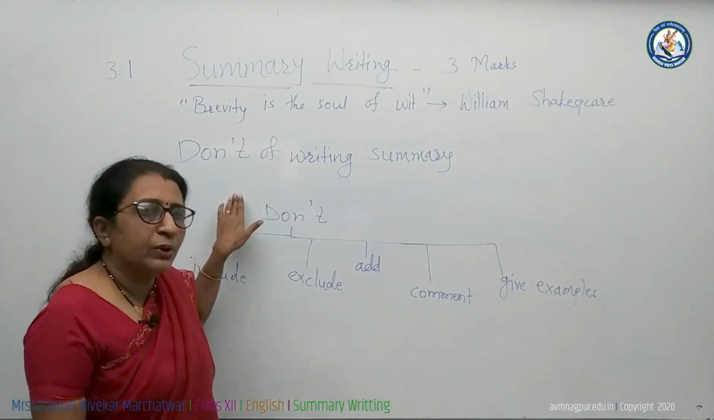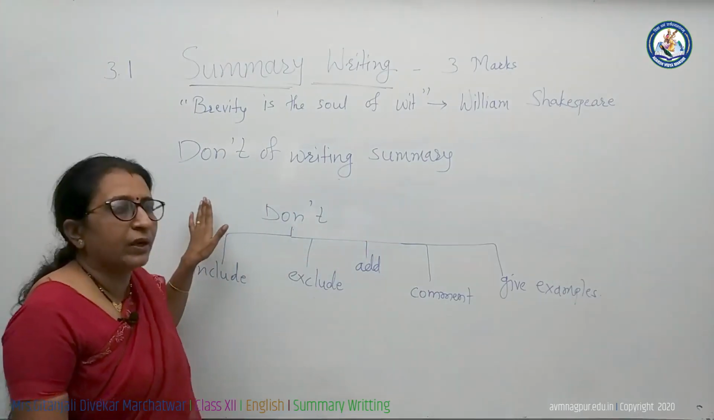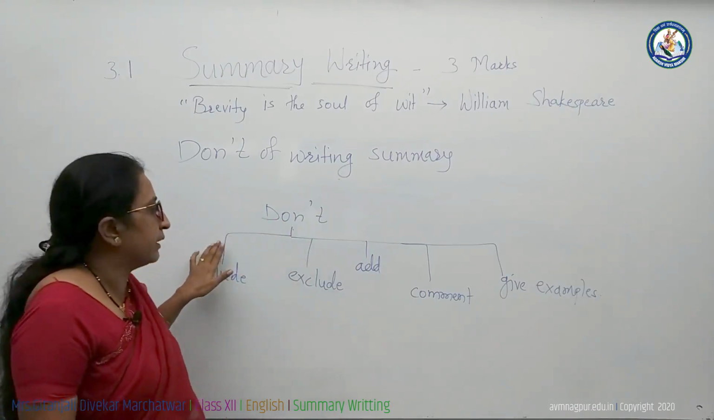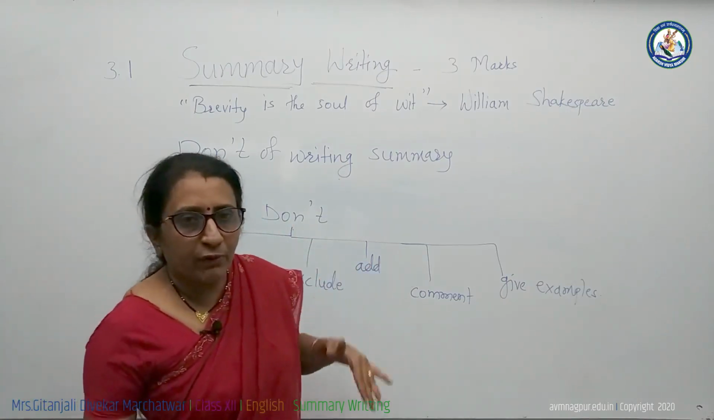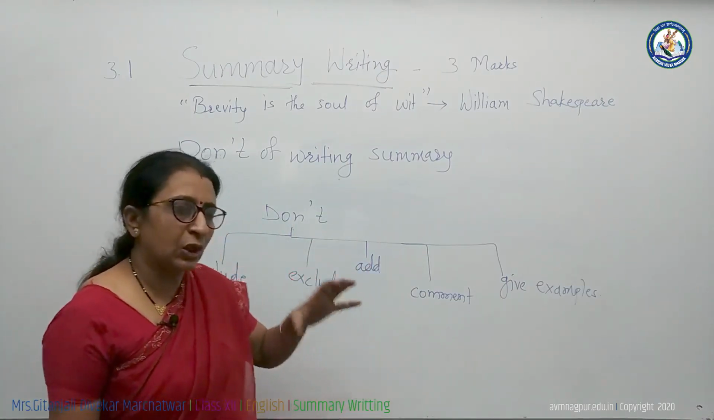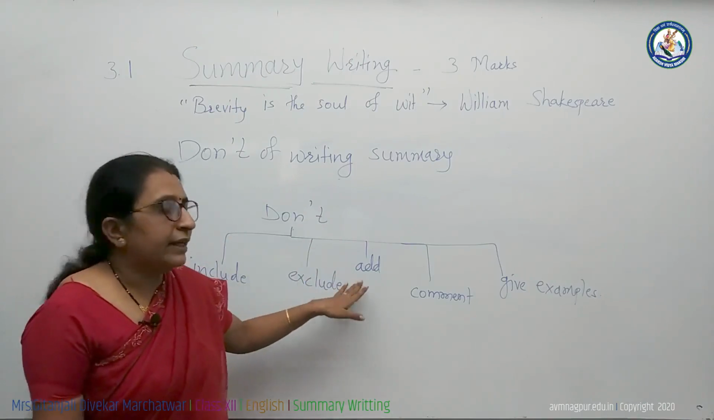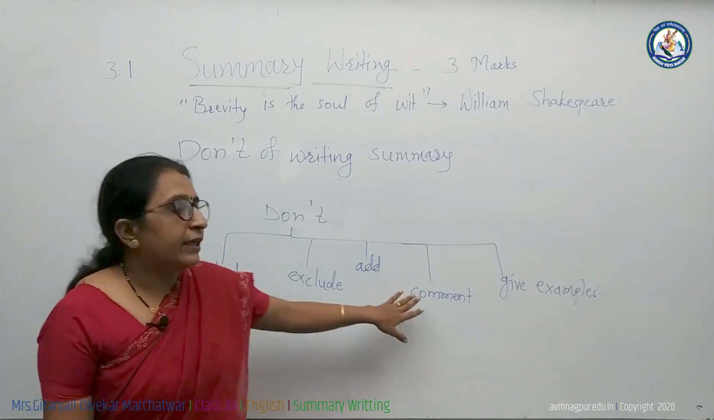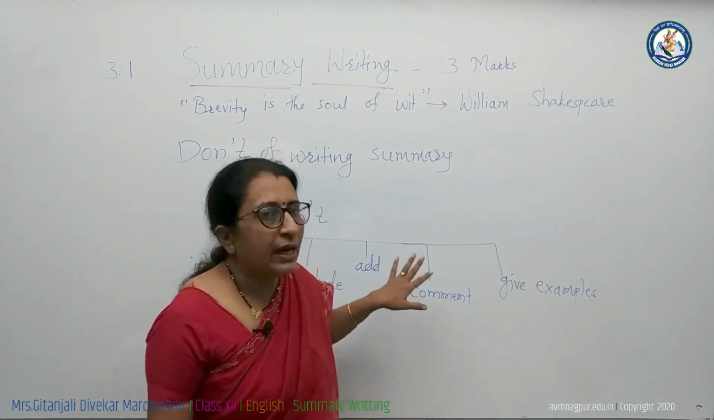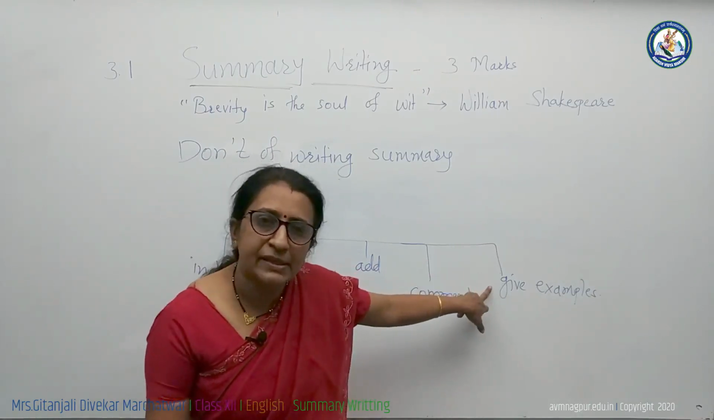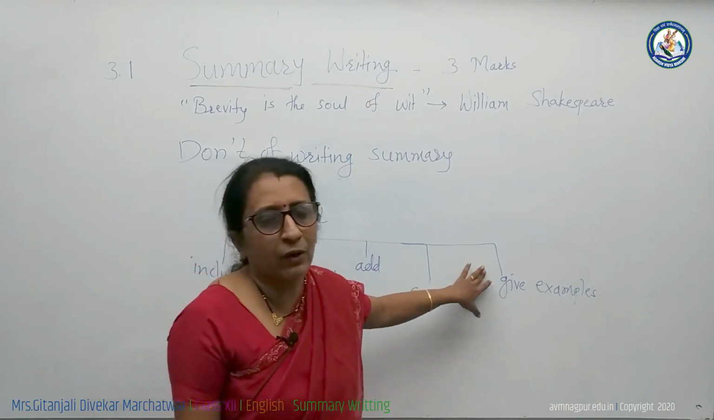Students, we have understood about the do's of writing a summary. Now it's time to understand the don'ts. What things should not be done while writing the summary. You can remember some points like include and exclude. To include more or extra information, or to exclude information from the passage, these things should not be done. Then addition of text or examples, or commenting, means giving our own response or interpretation, that should be avoided. Then examples, unnecessary examples or any type of examples, should be avoided in the summary.